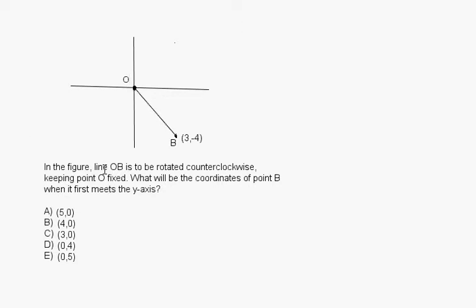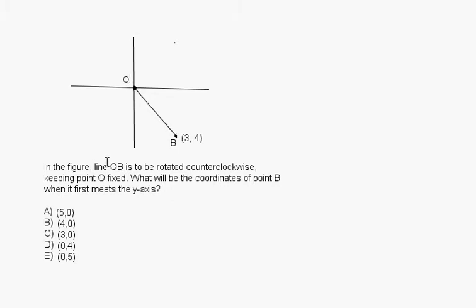In the figure, line OB is to be rotated counterclockwise, keeping point O fixed. What will be the coordinates of point B when it first meets the y-axis? If you want to try this question on your own without my help, go ahead and pause it right now.